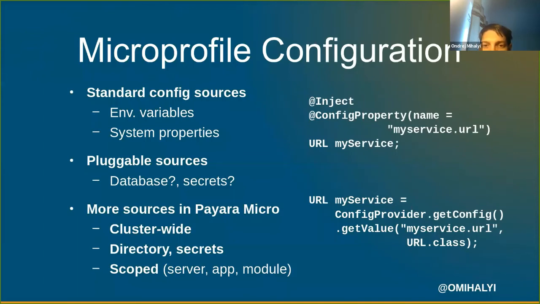To read the values programmatically, if you don't want to inject it or can't inject the value, you can get an instance of the Config interface, the config object, from the config provider statically, and then read the value and convert it, for example, to URL class or any class you'd like to have.